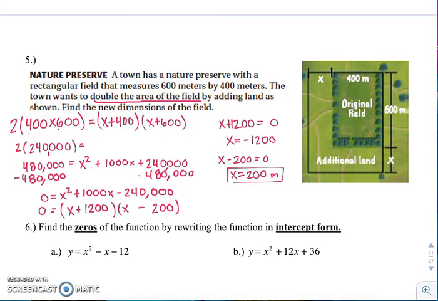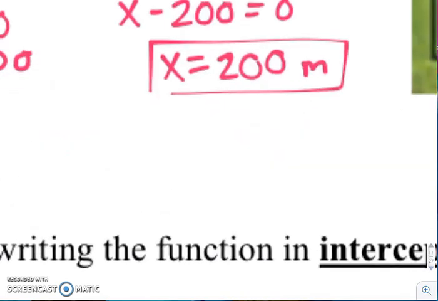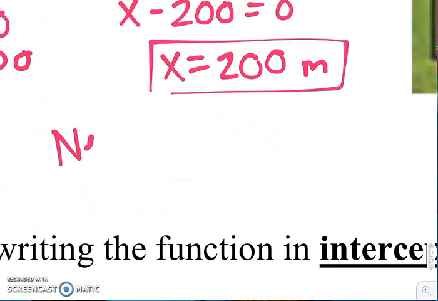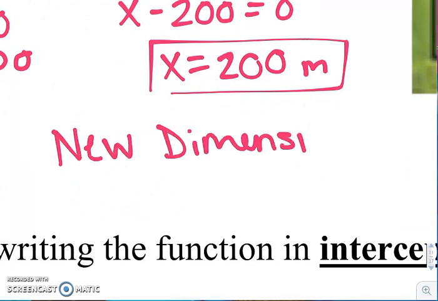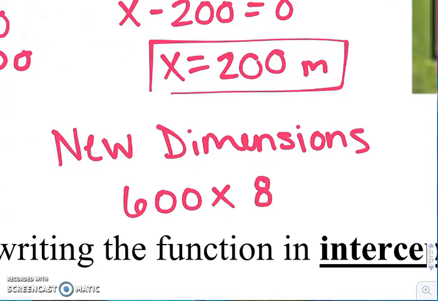So the new dimensions for the field are going to be 400 plus 200 and 600 plus 200. 400 plus 200 is 600, and 600 plus 200 is 800. So 600 by 800 meters.